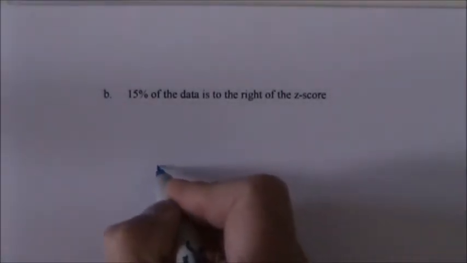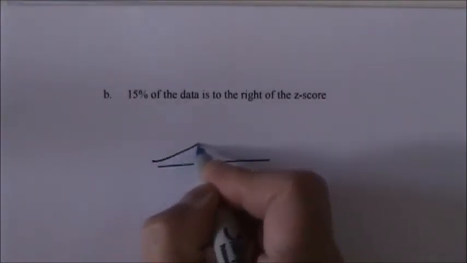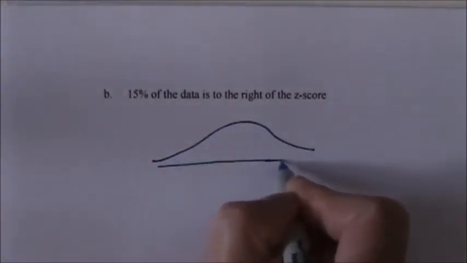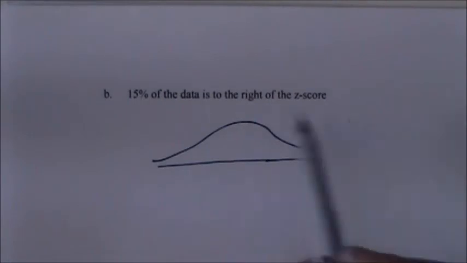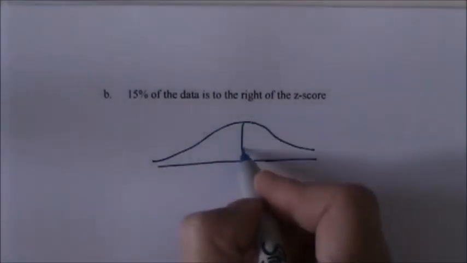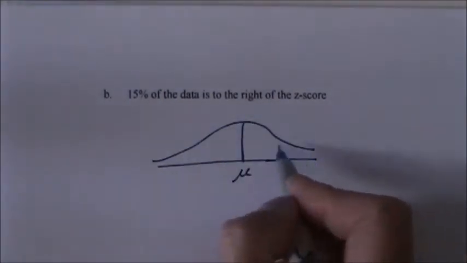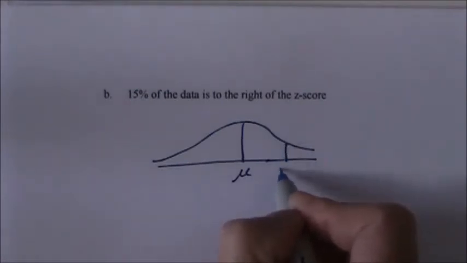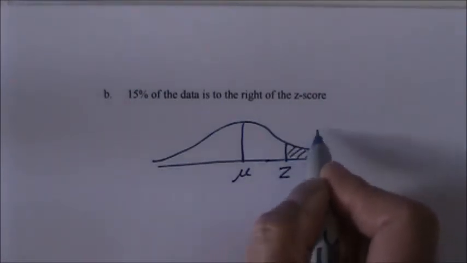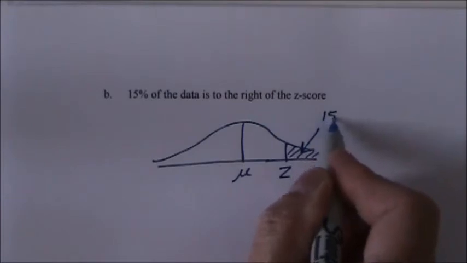Our next situation says that 15% of the data is to the right of the z-score. So if we draw our bell curve, to the right would be going this direction. We only want 15%. Here's our mean. So 15% is going to be somewhere over here. There's our shading to the right. So there's the 15%.